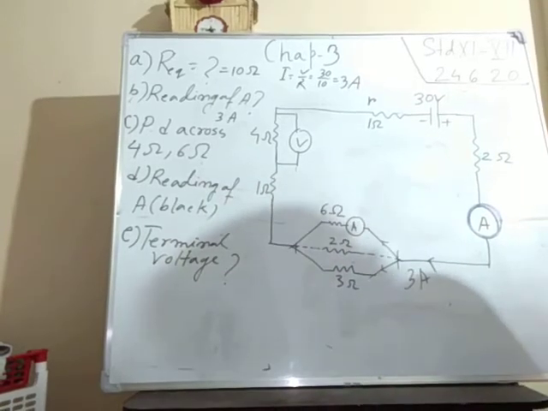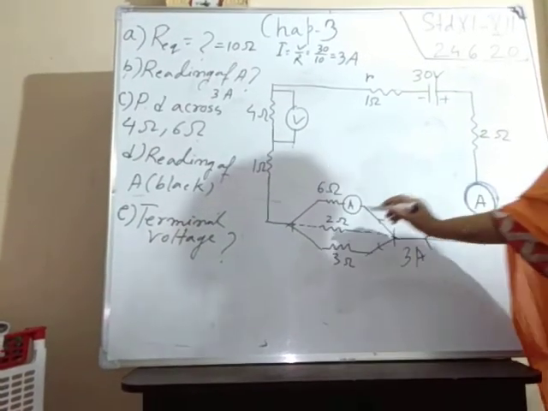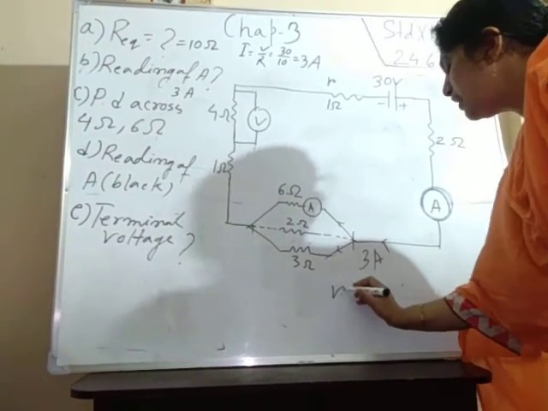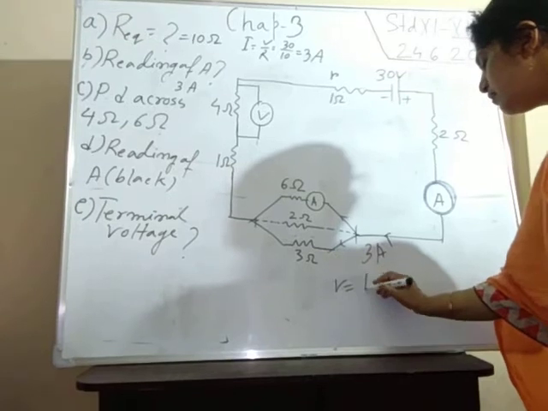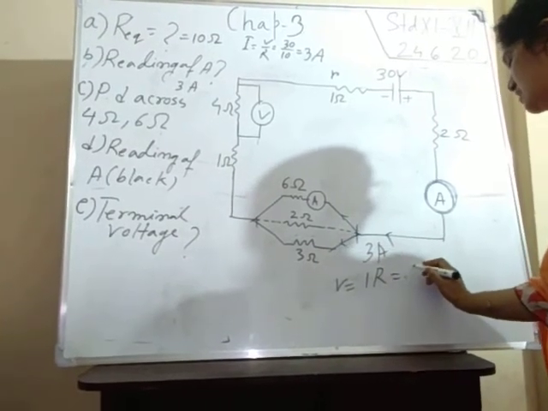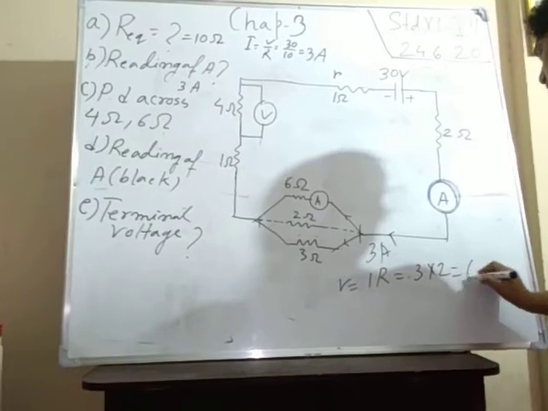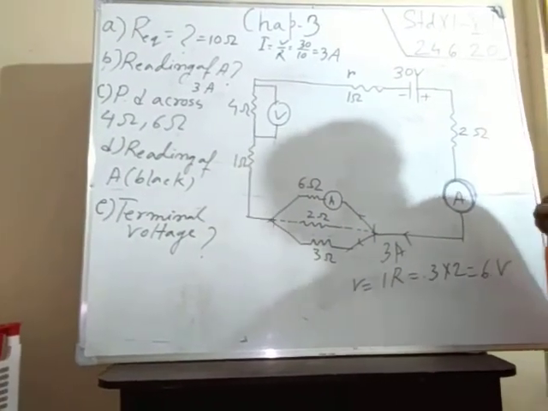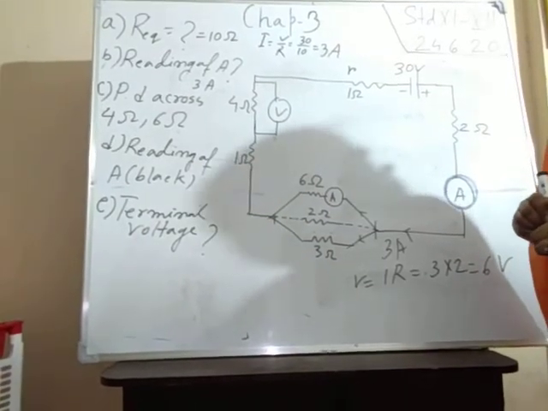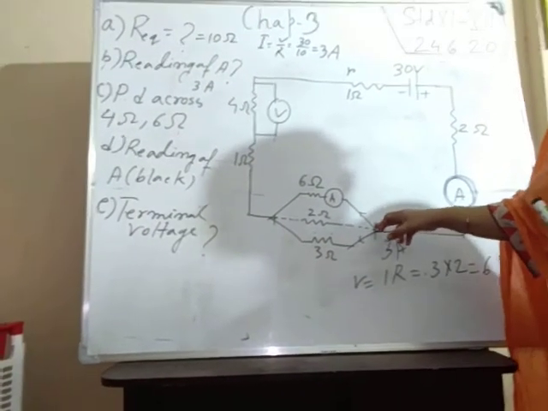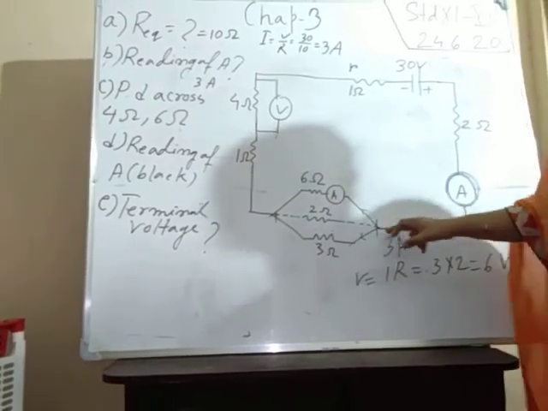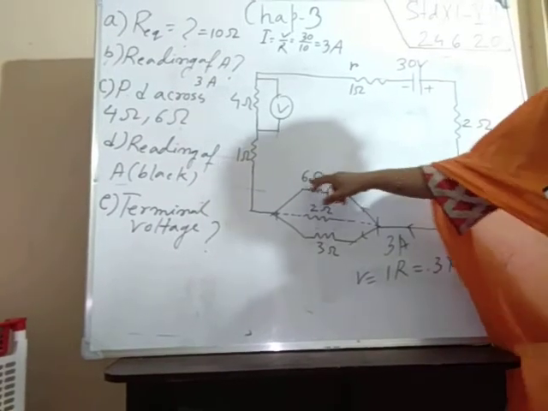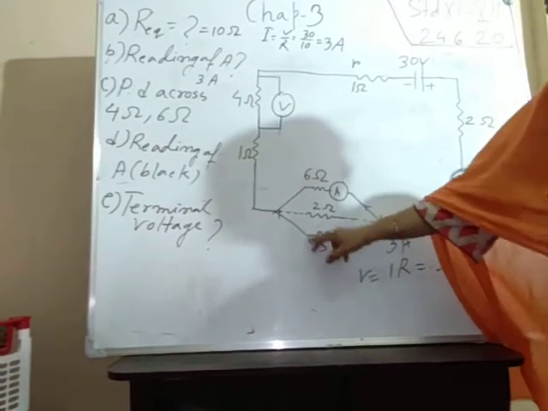You know, V equal to IR. So V equal to IR, that means here the potential difference across 2 ohm will be V equal to IR, that means 3 into 2, that is equal to 6 volt. So you know in parallel combination the voltage remains same. That means the potential difference that we got across this equivalent resistance 2 ohm is 6 volt. That should be the potential difference across this 6 ohm and across this 3 ohm.